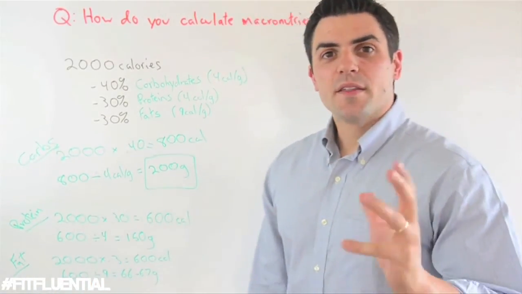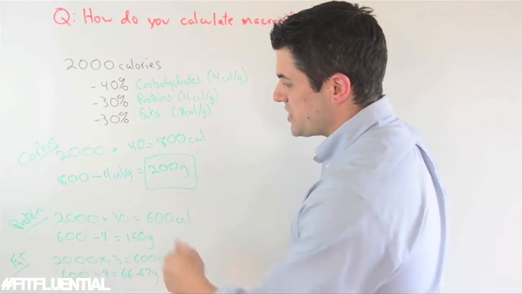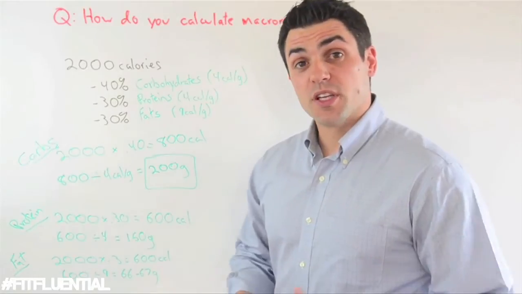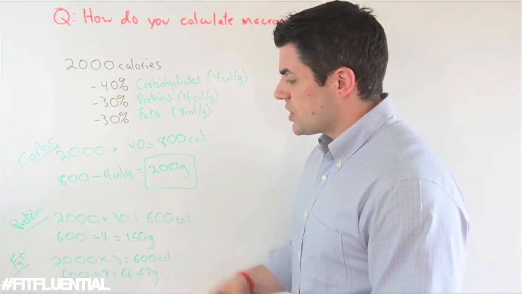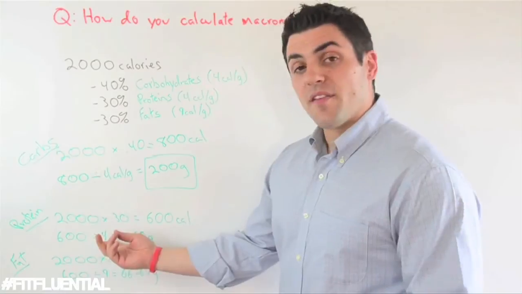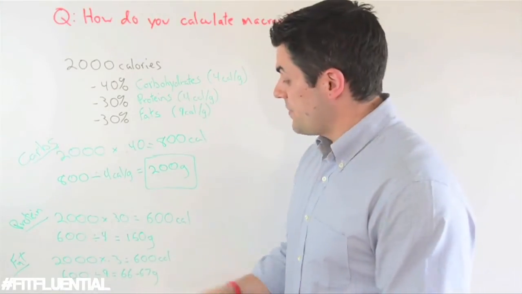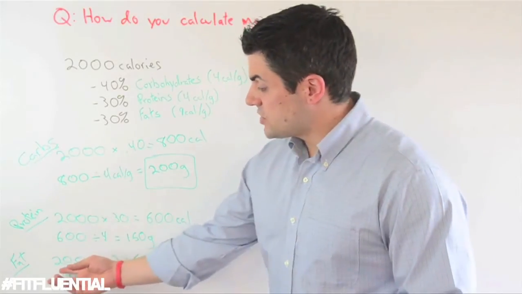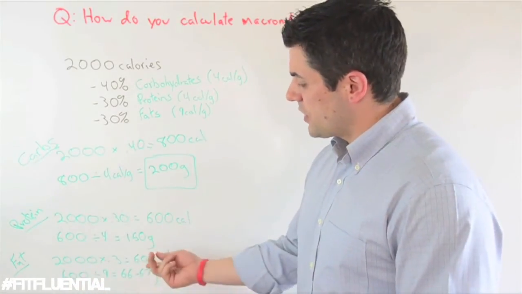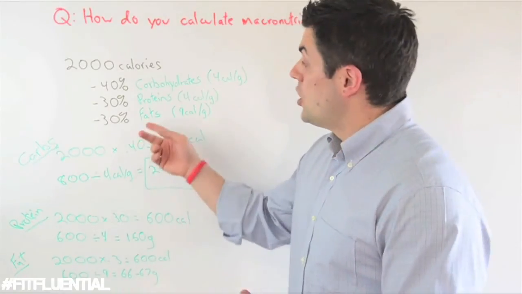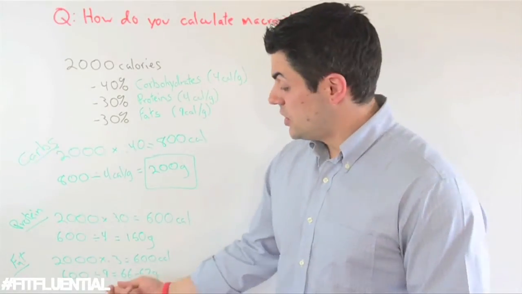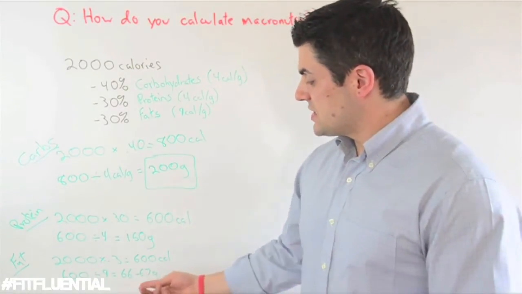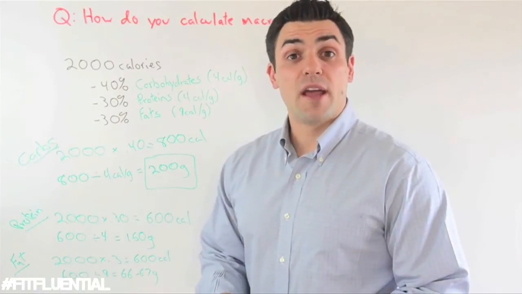Okay, so we did all the math really fast, and what we have here for protein, you see we took 2,000 calories times 0.3, because we want 30% of our calories from protein, which gives us 600 calories. We divide that by 4, because there are 4 calories per gram, and that gives us 150 grams of protein. With fats, we want 30% from fats, so again we're at the same 600 calories. But because fats are more calorie dense, we divide by 9, and you get 66.6, so say between 66 and 67 grams of fat per day.